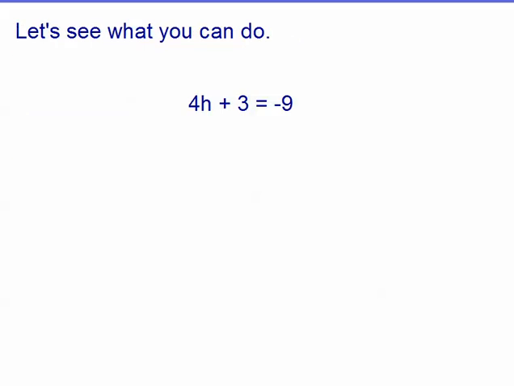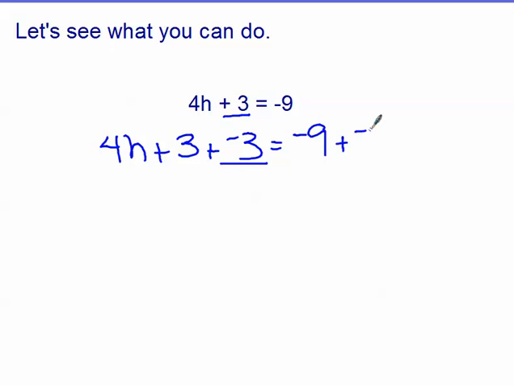4h plus 3 equals negative 9. The first thing I want to get rid of is this plus 3. And we're going to do that by adding its opposite. So we're going to do 4h plus 3 plus negative 3, because that's the opposite. And if I add its opposite to one side, I have to add it to the other side as well. So I've got to make sure I have that on both sides.